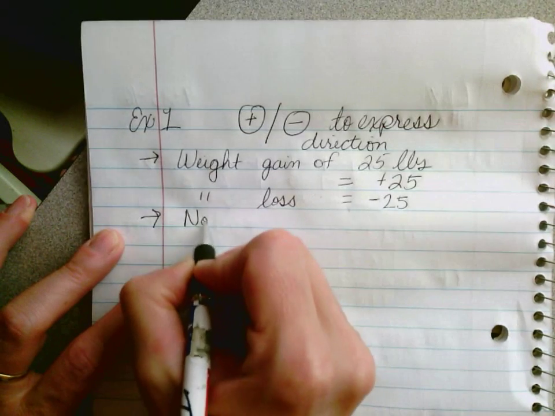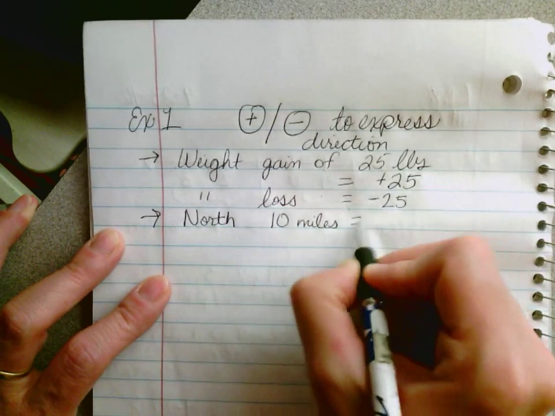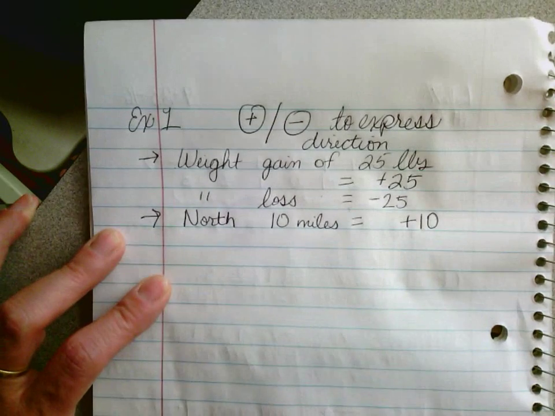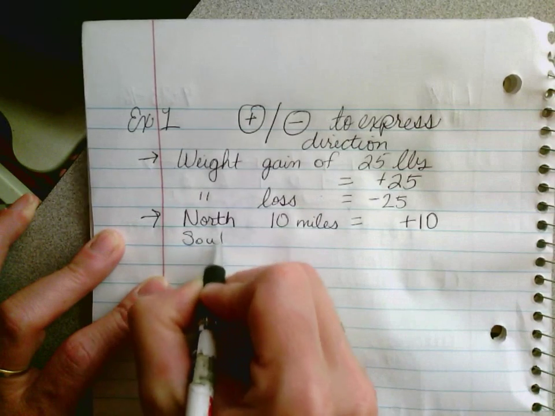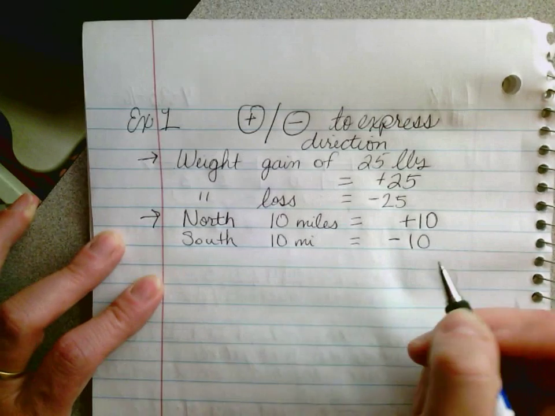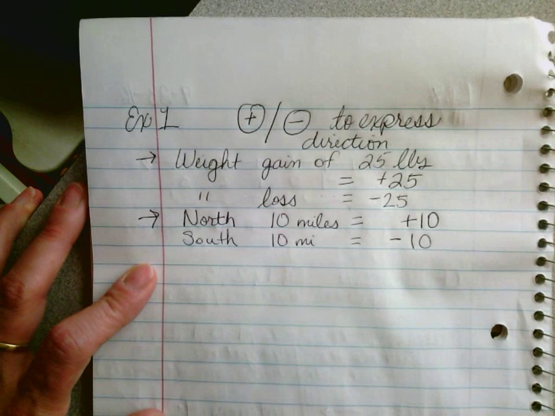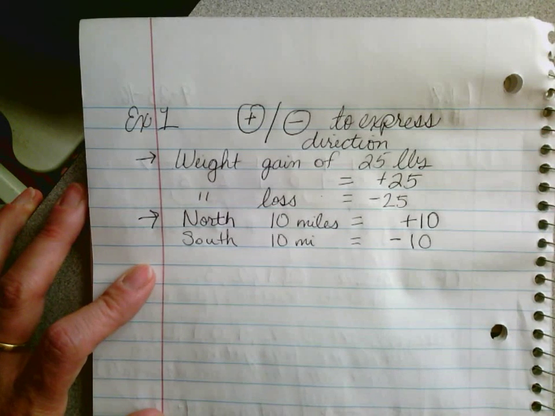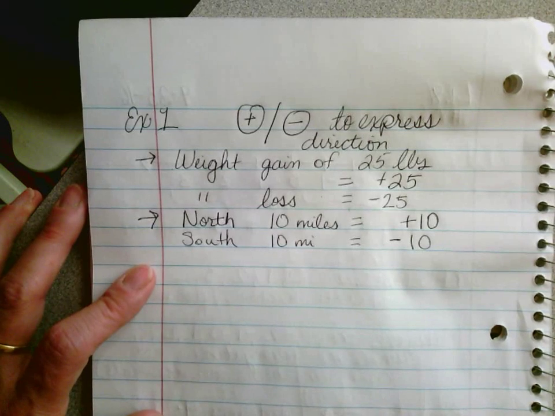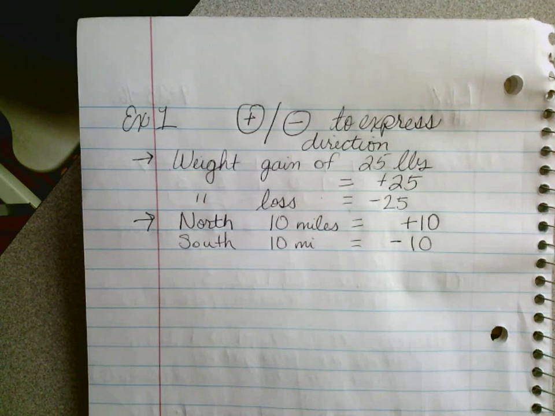Movement, north 10 miles is plus 10. South 10 miles is minus 10. I've often also seen east and west, east being positive, west being negative, because of how a number line works. East is to the right, but that's what we're talking about here.